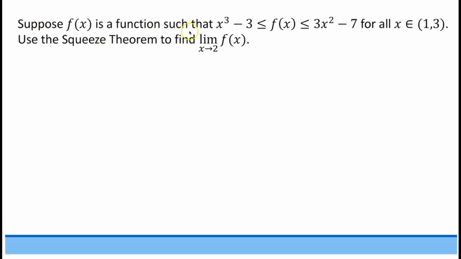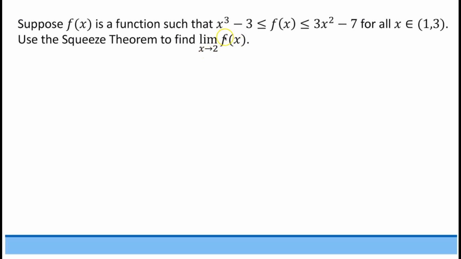Suppose f of x is a function such that x cubed minus 3 is less than or equal to f of x, and that's less than or equal to 3x squared minus 7 for all x in the open interval from 1 to 3. Use the squeeze theorem to find the limit as x approaches 2 of f of x.